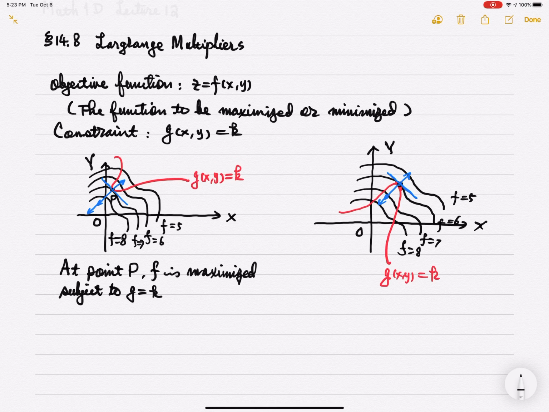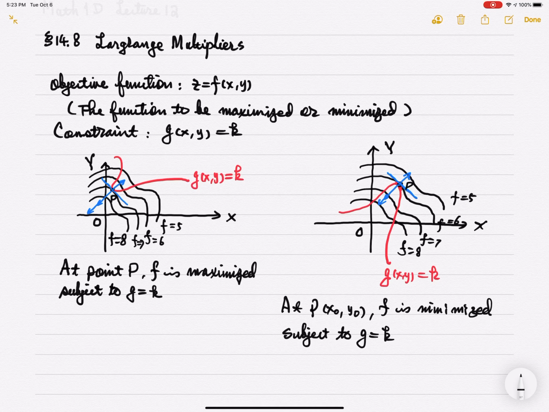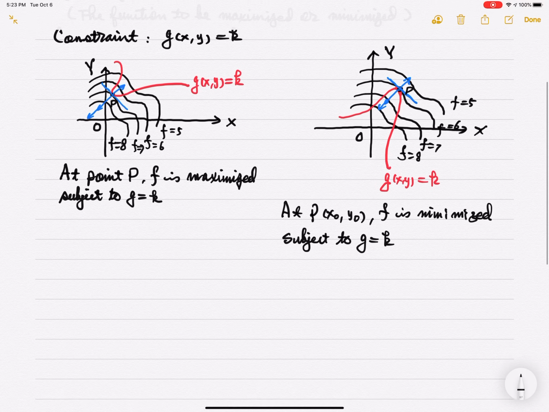So here, we still call this point P. At point P, if I call this x0, y0, we say f is minimized, and it's not just minimized, it's minimized subject to g equal to k. Okay, now you see the condition is this.